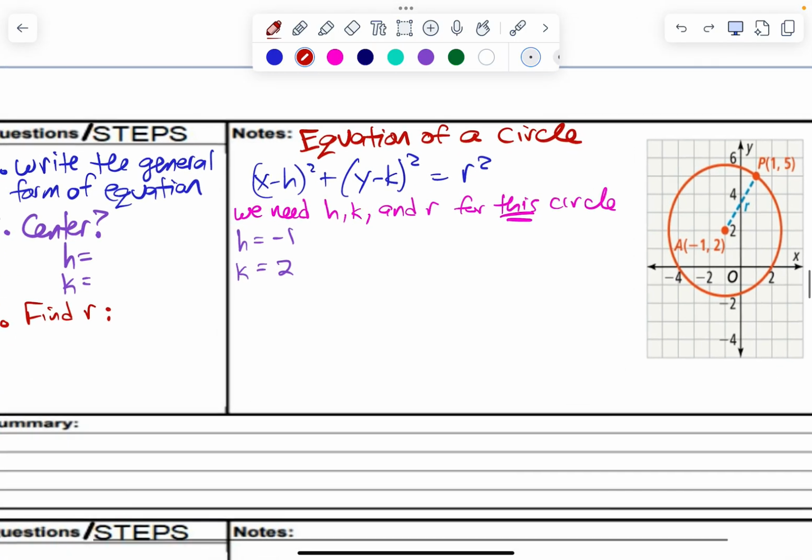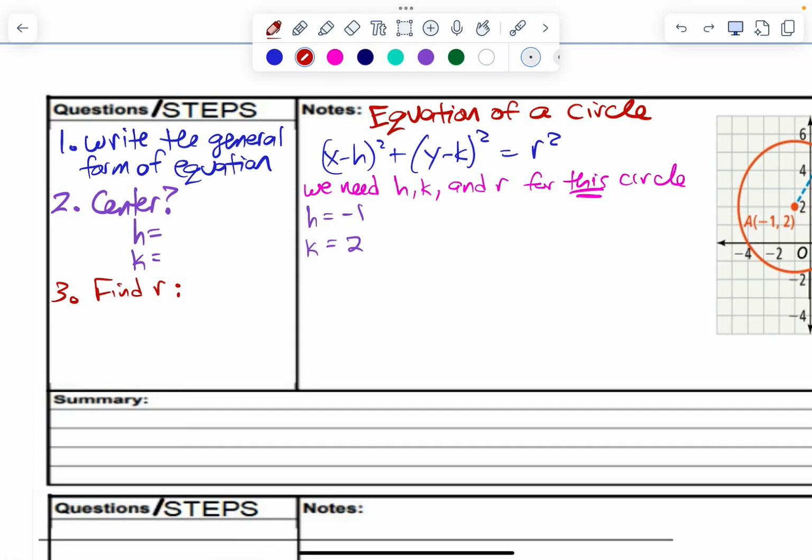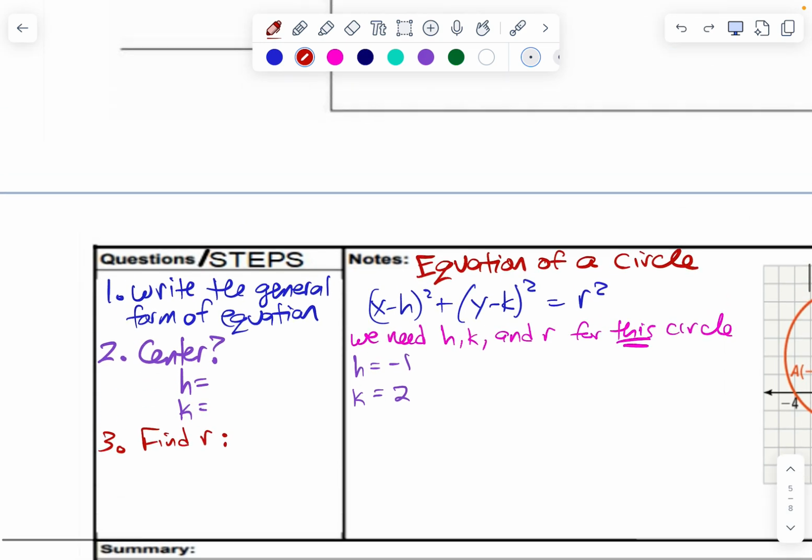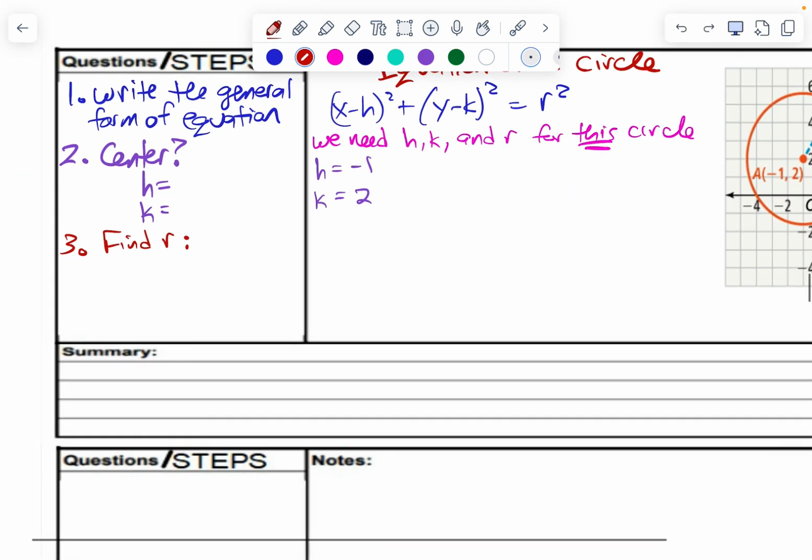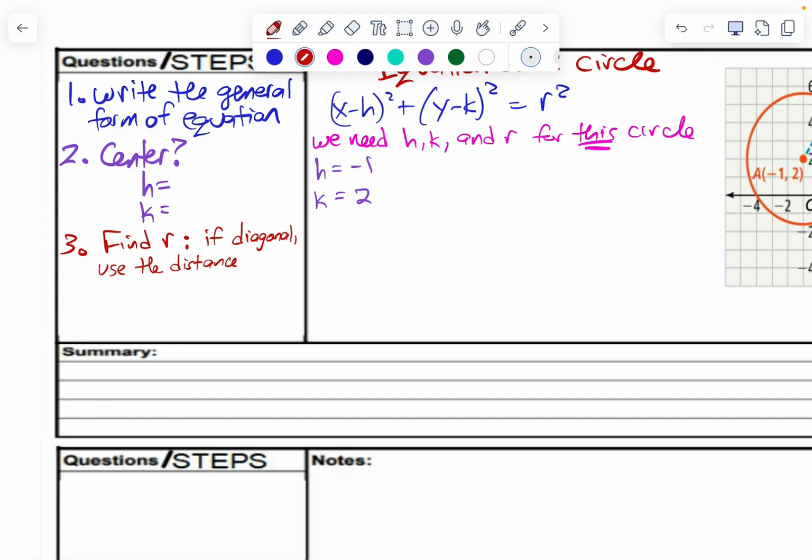Yeah, Zeke. Slope tells us the relative rise and run, not distance, right? Yes. Yep, it's that. So we're going to say if diagonal, use the distance formula. It's really the Pythagorean theorem, though, right? I don't care which one you call it.